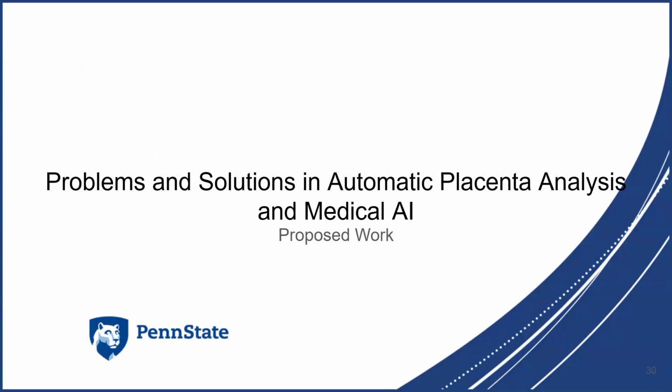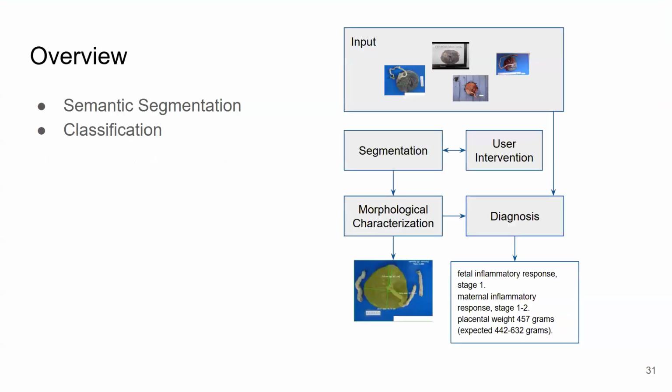From here, it's going to be work done by me or my lab mates. Let's take a look at the overall pipeline and what we want to do. From the input, we can have all kinds of images of the placenta, and we want to get a segmentation. The user can actually modify the segmentation if needed. If it's correct, then good. If not, we want to modify it a little bit.